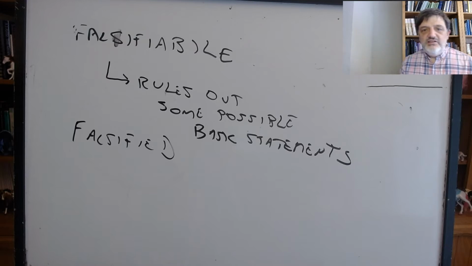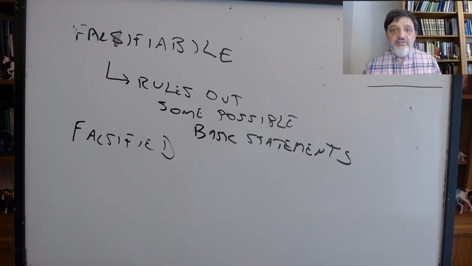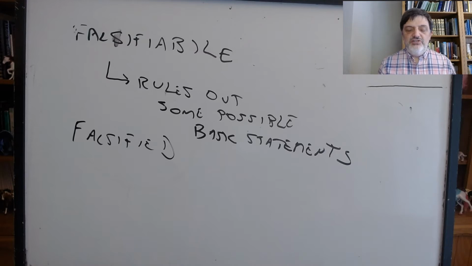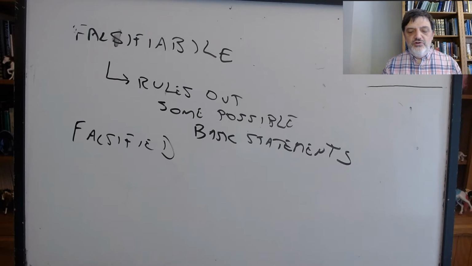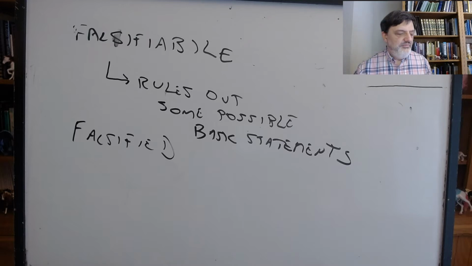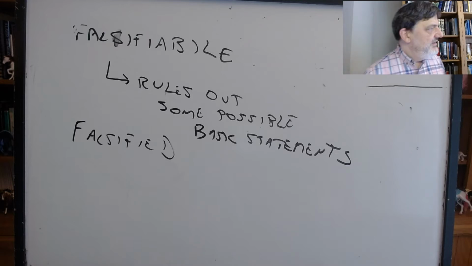Basic statements are supposed to be kind of like protocol sentences or observation statements. They're the empirical statements that we're going to use to test scientific theories. But actually, there's two different ways we're going to use them, and that's what I was kind of rushing through at the end last time. And it's important to keep them separate.